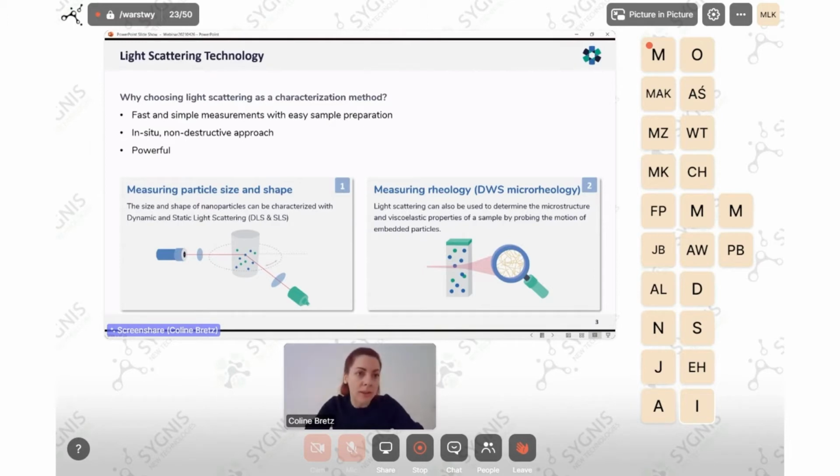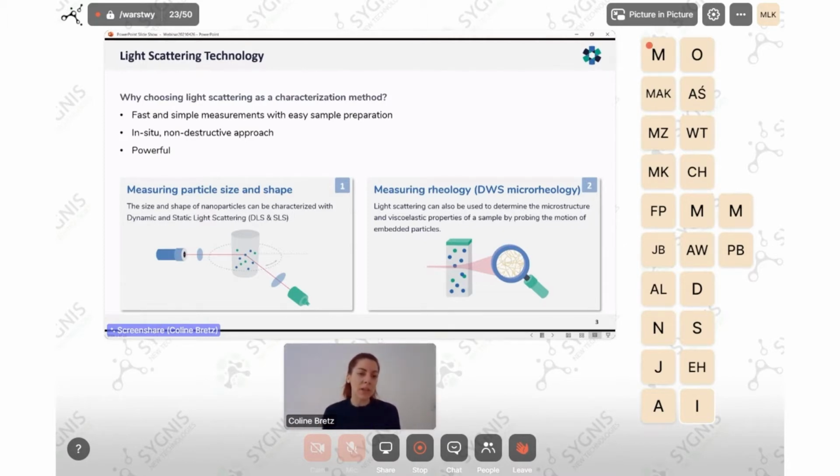The approach with light scattering is non-destructive. There's no deformation of the sample. There's no burning of the sample. It's also in situ because you're observing what happens at the sample at this moment. And it's also very powerful because you can obtain several parameters from it: size, shape, molecular weight, viscoelasticity, turbidity, diffusion. There are many parameters that can be obtained.